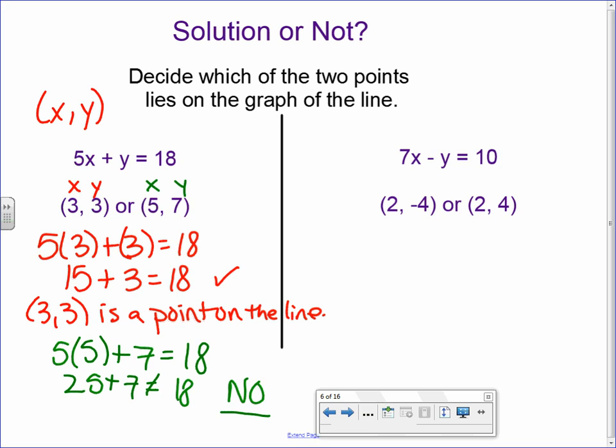Okay. You guys try the next one with your partner. Plug them in. Let's call this guy point A. Let's call this guy point B. Determine, are they points on these lines?